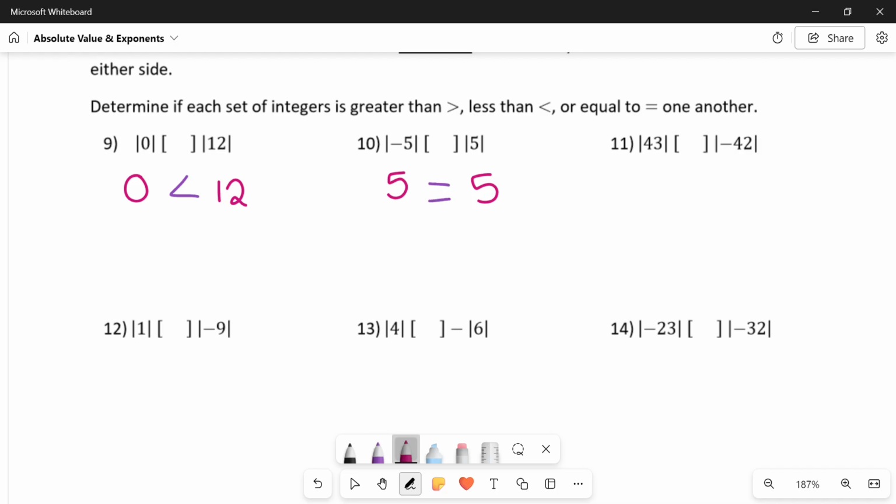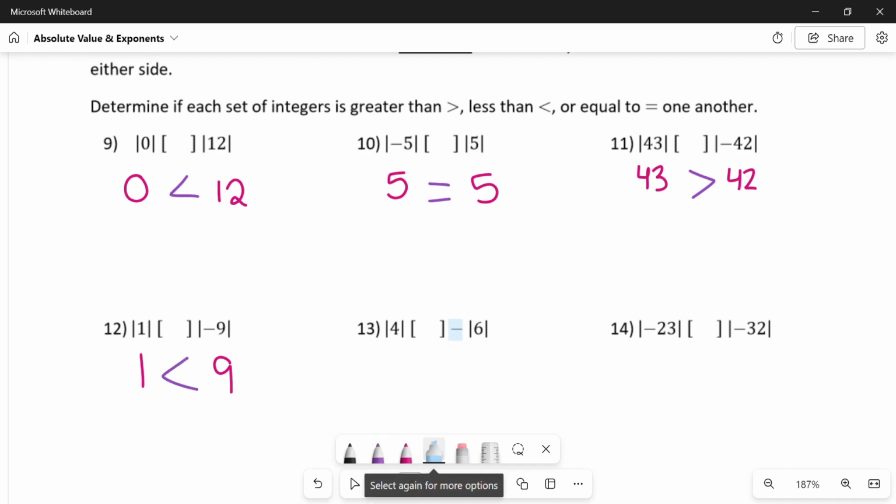Try number 11. The absolute value of 43 is 43. The absolute value of negative 42 is 42. Therefore, 43 is greater than 42. Number 12, we have 1 and 9. 1 is less than 9. Number 13, we have that negative on the outside, so make sure you bring that down. So this becomes negative 6. And this one is 4. 4 is greater than negative 6.